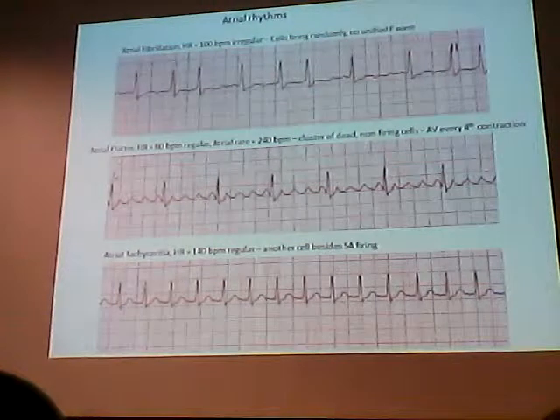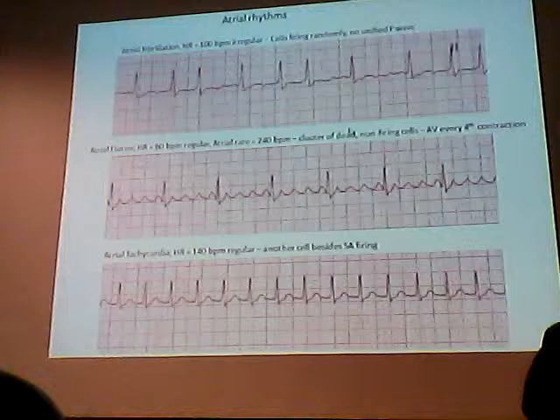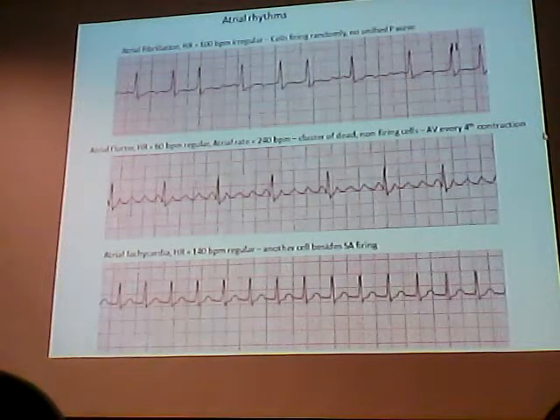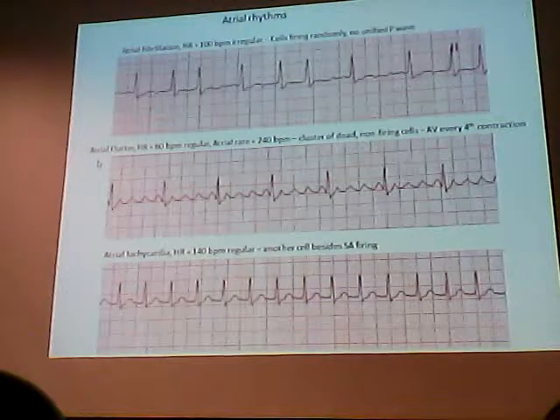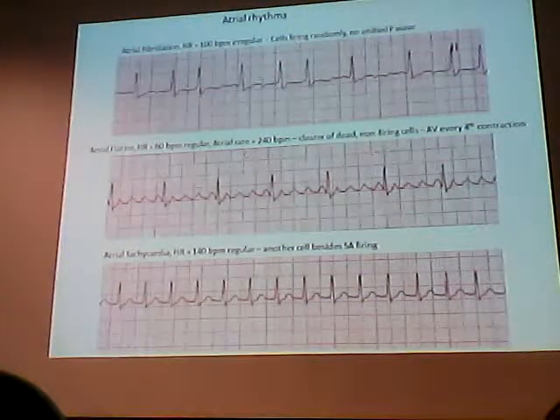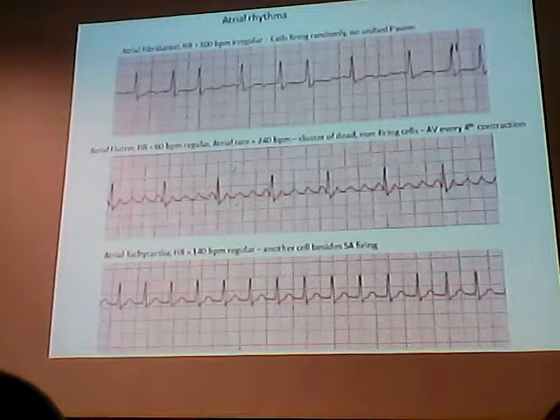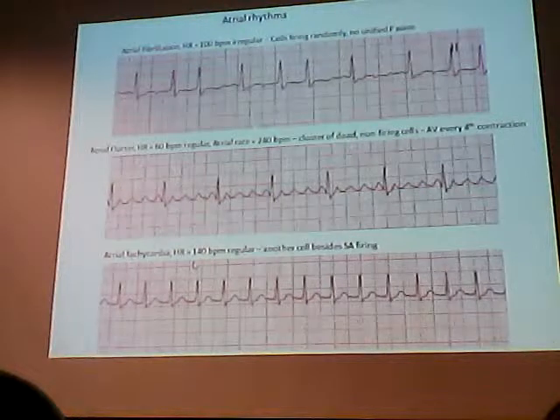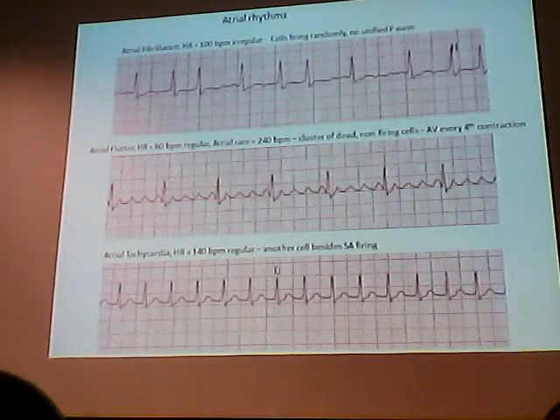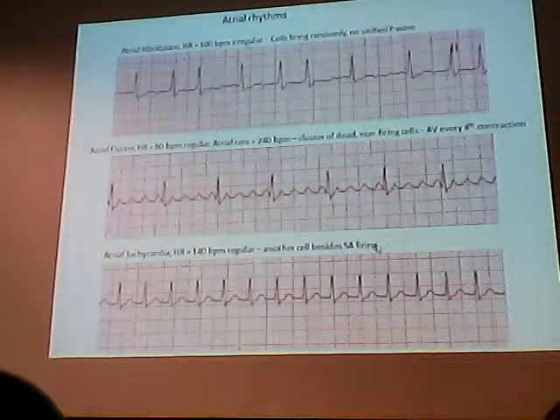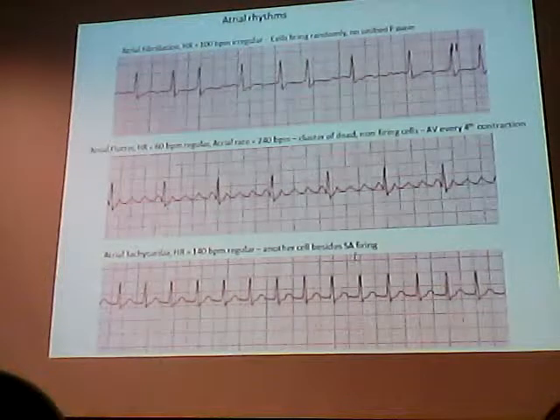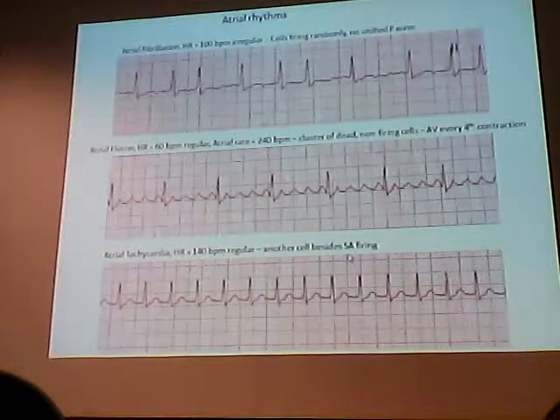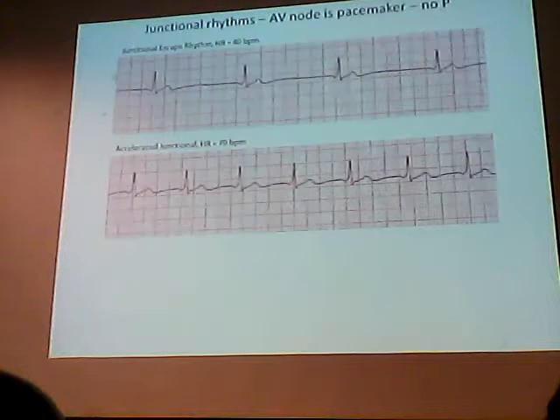Atrial flutter is if you had a cluster of dead non-firing cells, so the AV node isn't really picking up on your signal, and it fires every, let's say, fourth contraction. Atrial tachycardia, so the atria is contracting a lot faster than it should, and that could be because another cell is firing separate from the unified P wave, something else besides the SA firing set of cells.